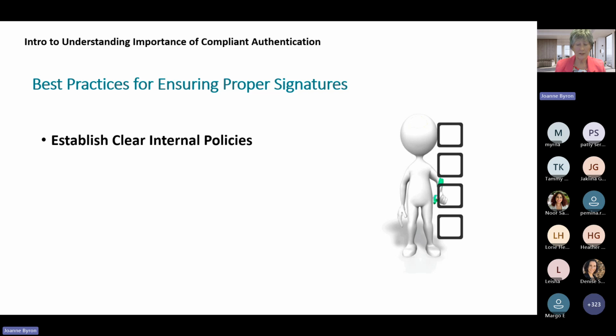As healthcare providers, it's important to create and communicate clear policies about signature requirements. This includes specifying acceptable uses of the copy-paste function that you might have if you're using electronic records, and detailing when signatures are necessary. You want to promote awareness of policies, which is going to aid in maintaining compliance.